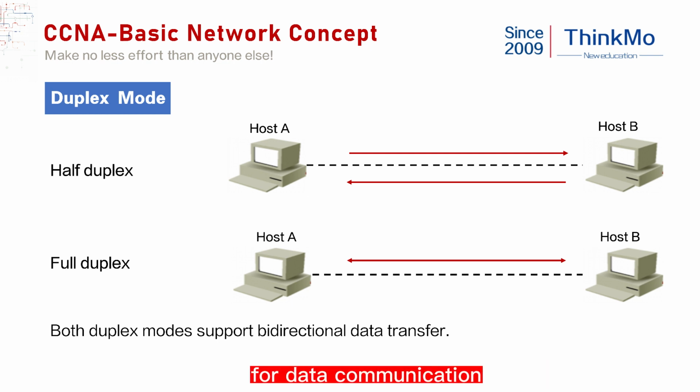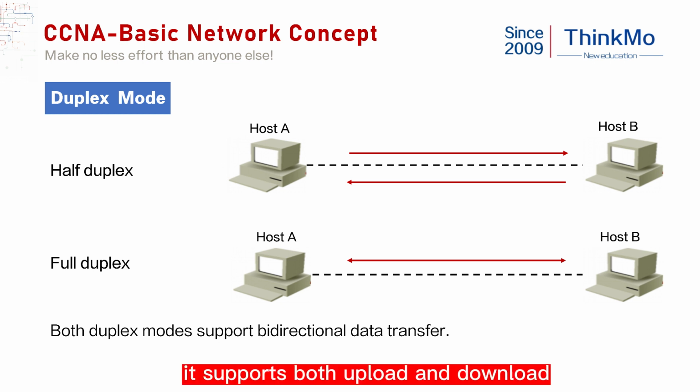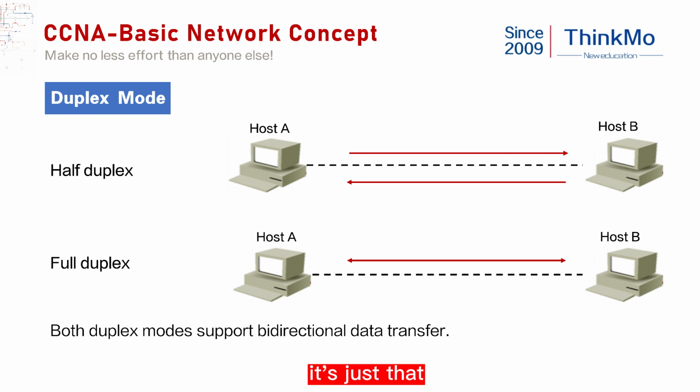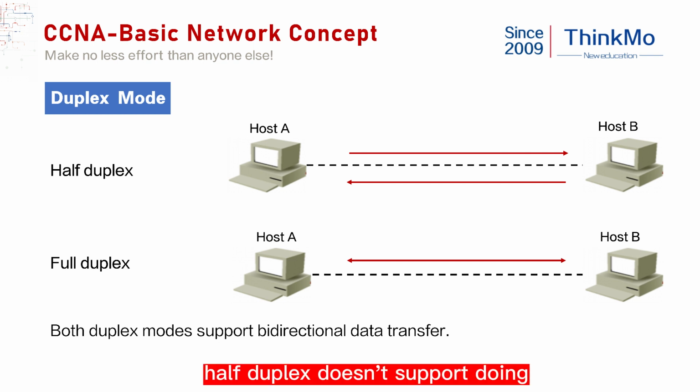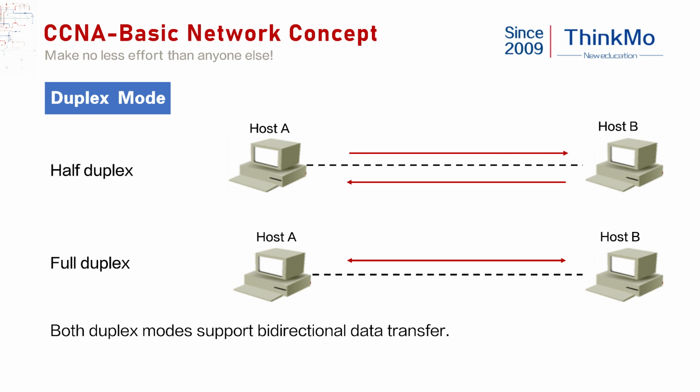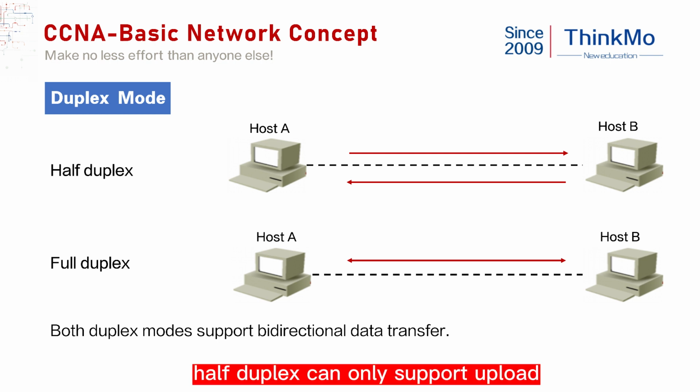For data communication, I can upload data and data can also be downloaded, with non-interference between the two. But please note the two duplex modes. Full duplex supports both upload and download. Half duplex doesn't support doing two things at the same time; it can only support upload or only support download. First of all you need to know this.